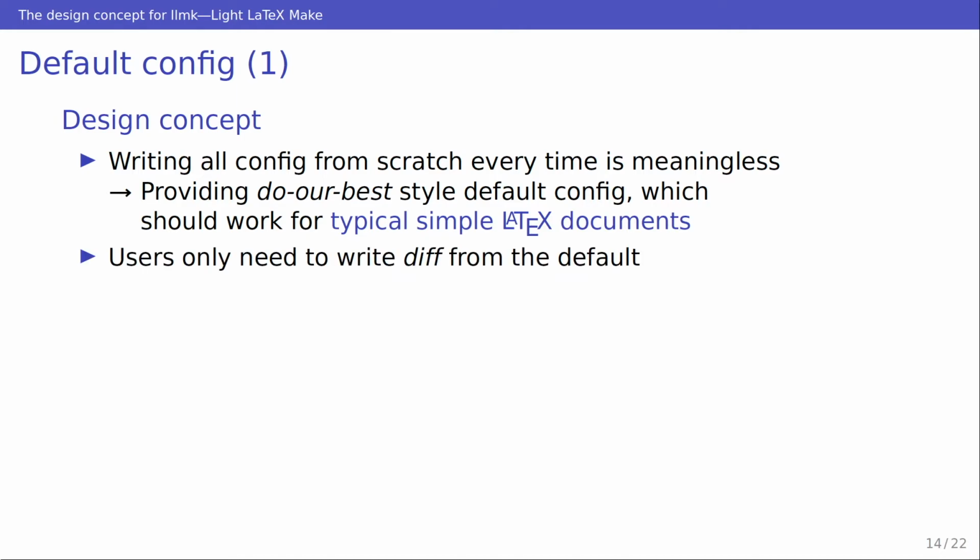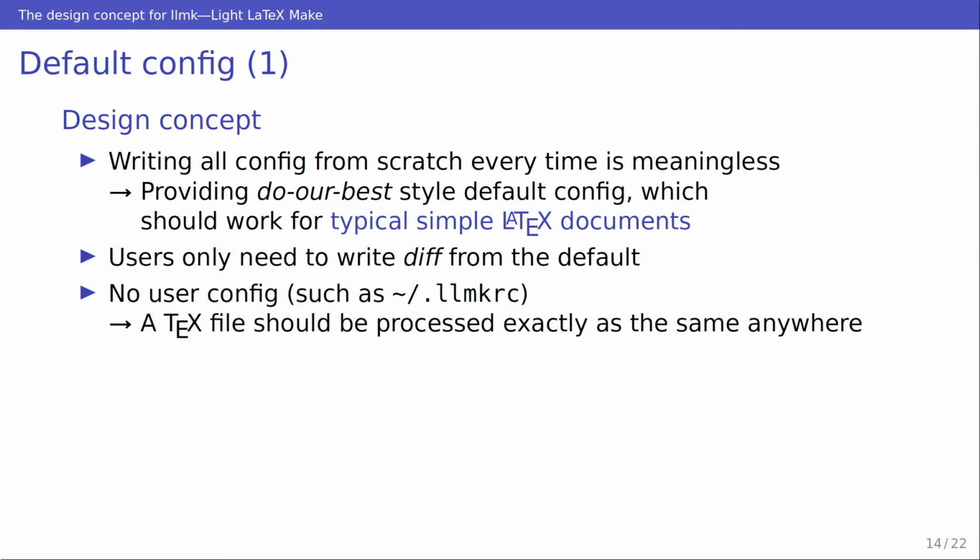Doing so, users don't have to write so much for each document, but they only need to write the difference from the default configuration. And notably for llmk, no user configuration is available. This is because with llmk, a text file should be processed exactly the same way anywhere.